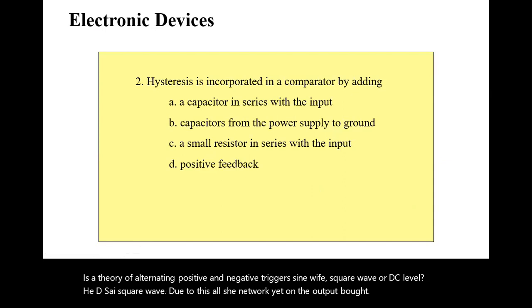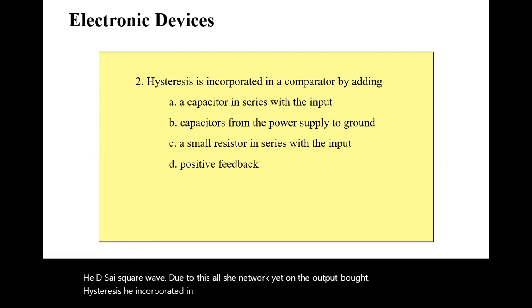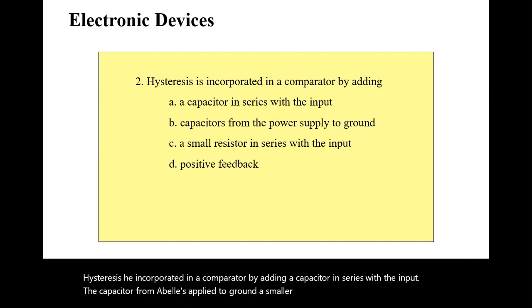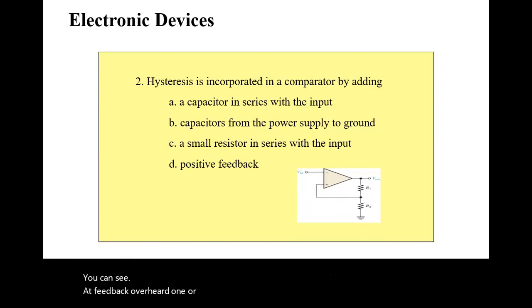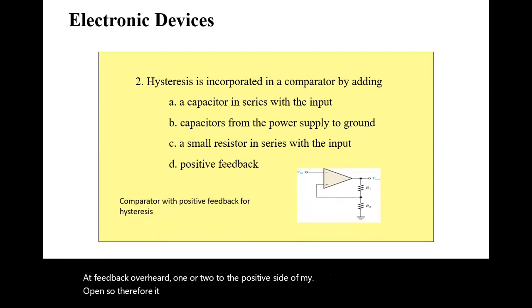Hysteresis is incorporated in a comparator by adding a capacitor in series with the input, a capacitor from a power supply to ground, a small resistor in series with the input, or positive feedback. There you can see feedback go via R1, R2 to the positive side of my op-amp. So therefore, it is a comparator with positive feedback for hysteresis. So that answer is D.